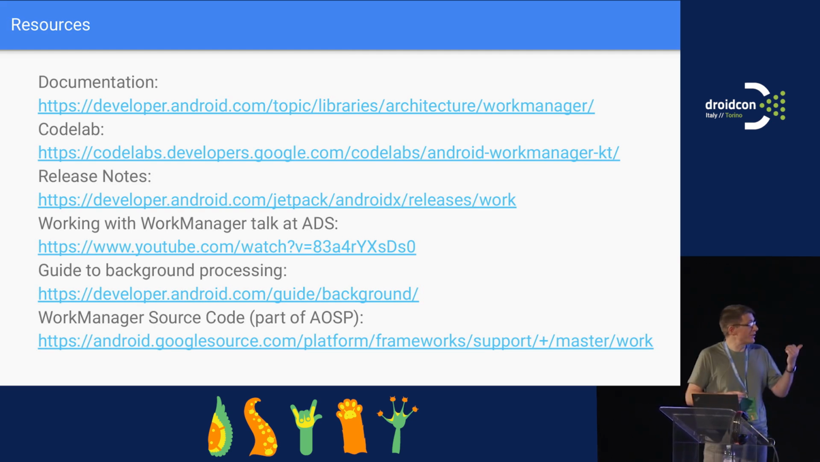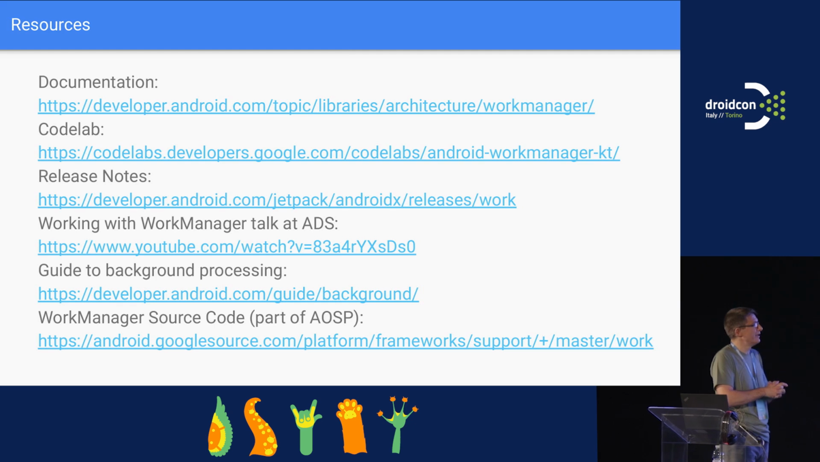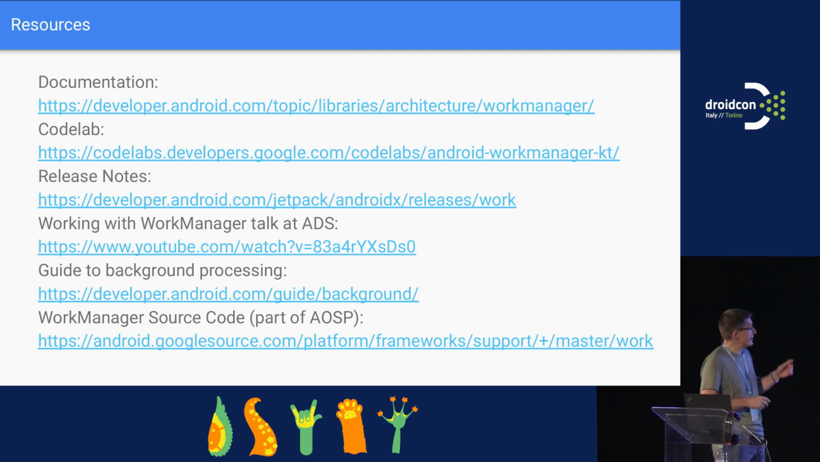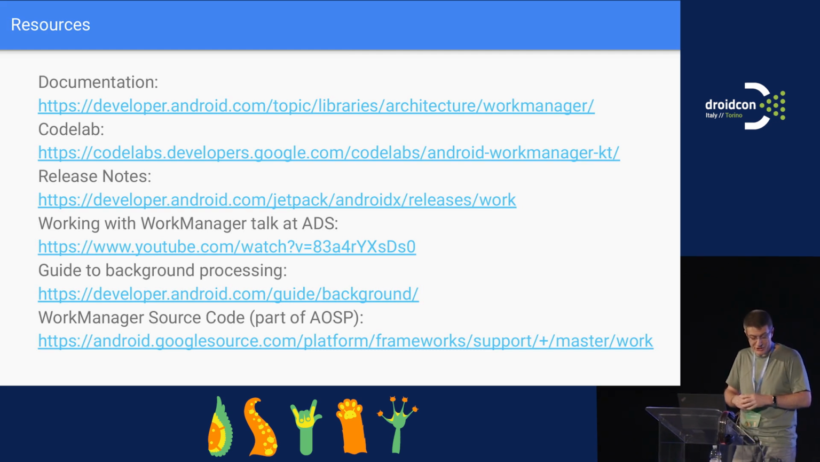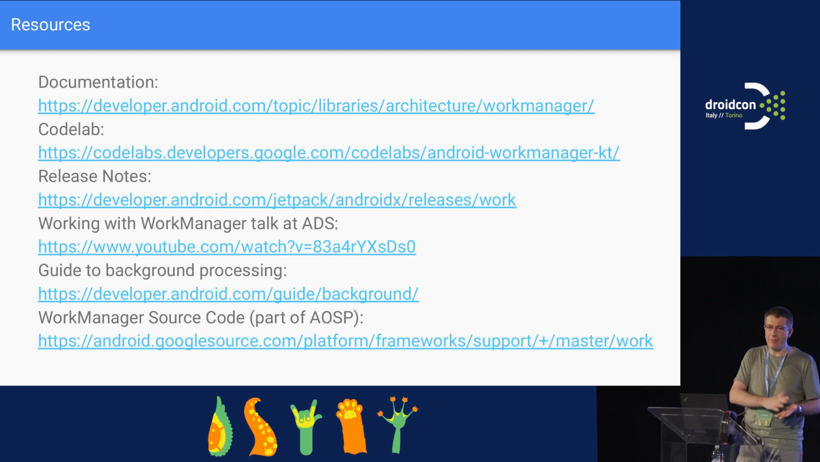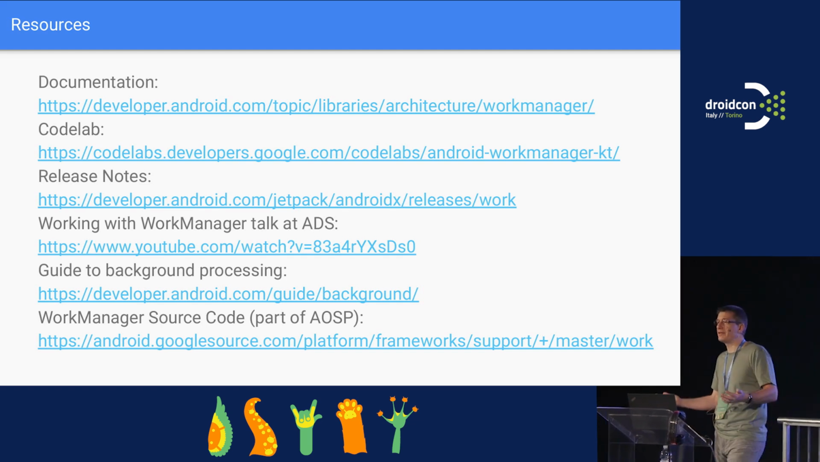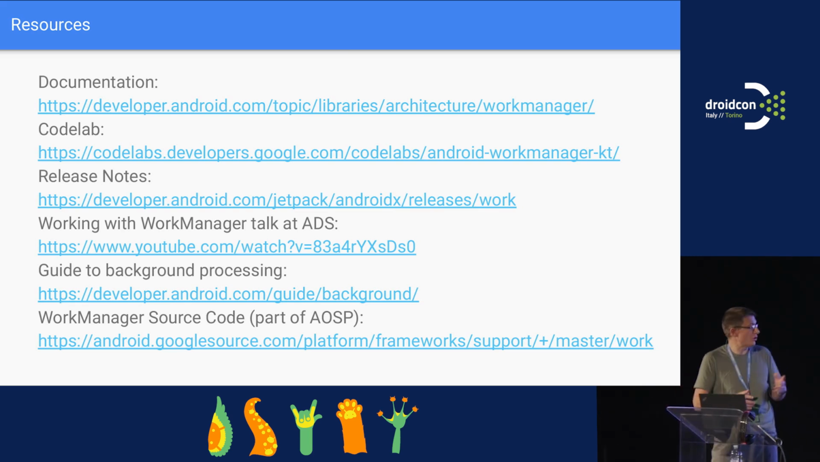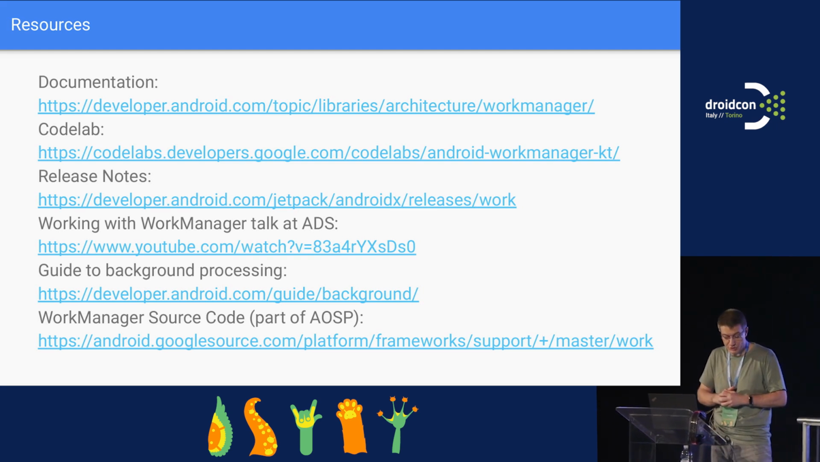In the repository of the Kotlin version, there are all the tests that I showed today. There are some tests there for the worker class in the codelab. And there are release notes. There is a nice talk done last year at ADS by the engineers working on WorkManager. There is a guide on background processing, because as I said at the beginning, WorkManager is not a silver bullet for all the different background processing types that we have on Android. This guide is really good, explaining the best solutions for the different use cases.